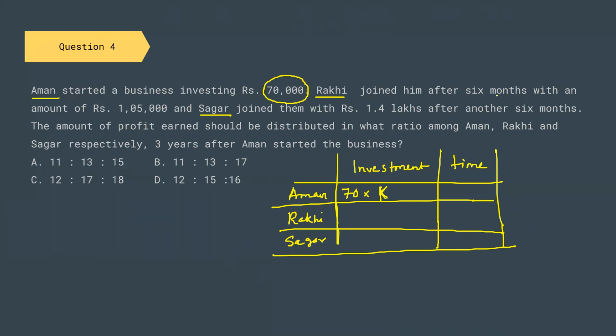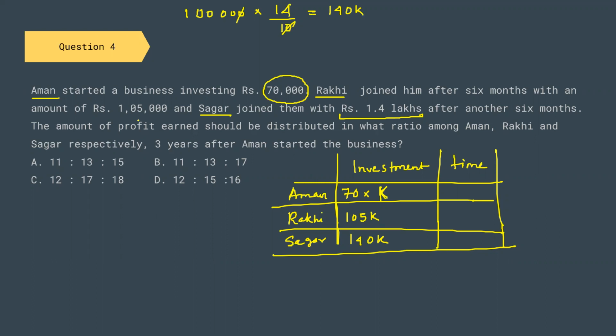Raki has joined him after 6 months with an amount of 1 lakh 5,000. So this will again be 105K. Again, Sagar joined with 1.4 lakhs. So 1 lakh is 100,000 into 1.4, or 14 by 10. This 0 and this 0 are cancelled. So this is 140K. So Sagar has invested 140K.